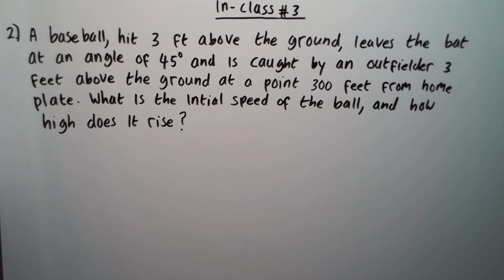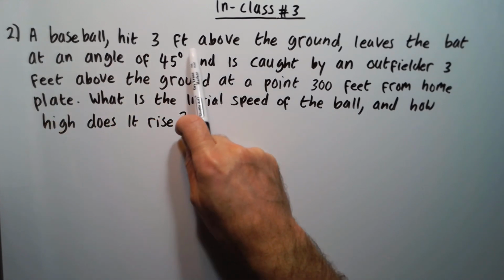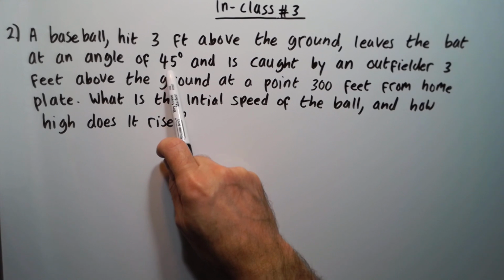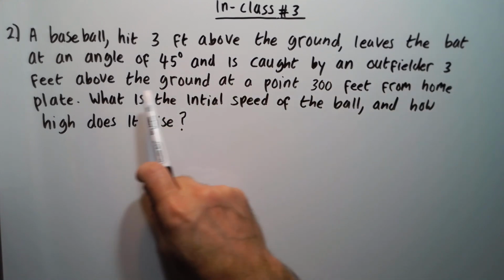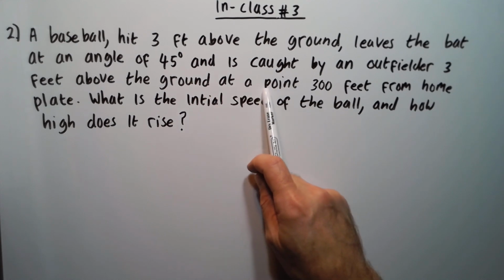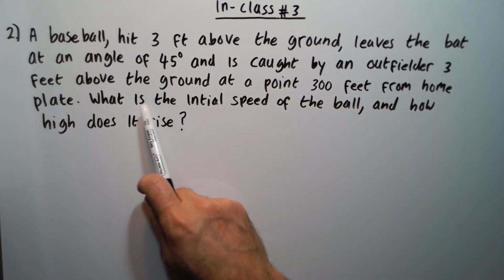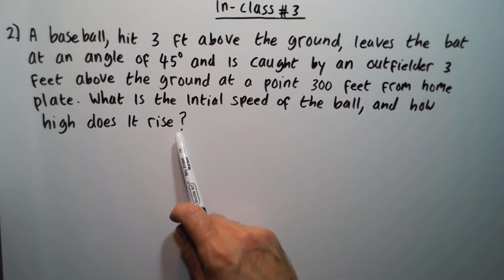Okay, so let's do in class number 3, question 2. A baseball hit 3 feet above the ground leaves the bat at an angle of 45 degrees and is caught by an outfielder 3 feet above the ground at a point 300 feet from home plate. So question, what is the initial speed of the ball and how high does it rise?